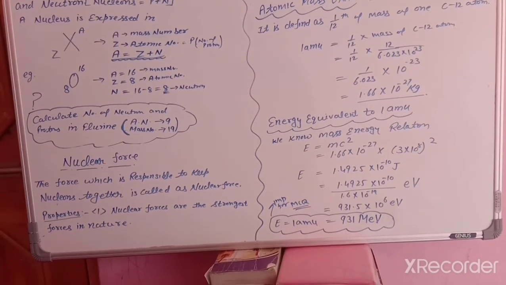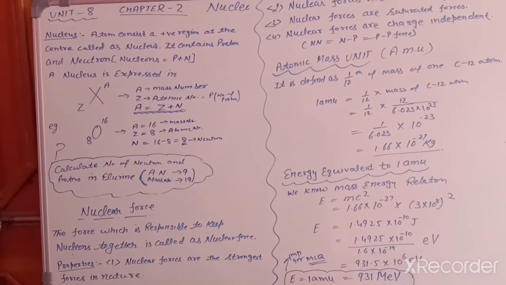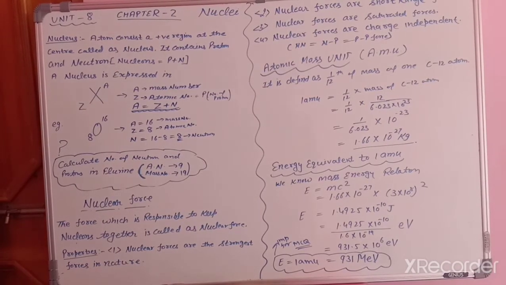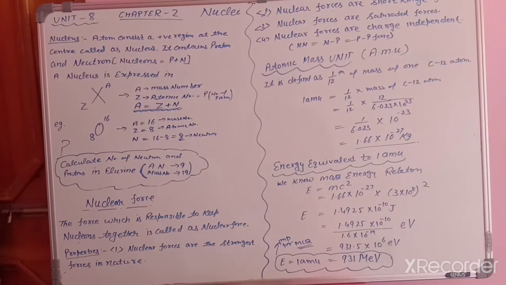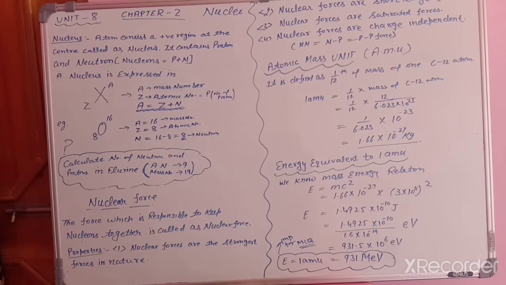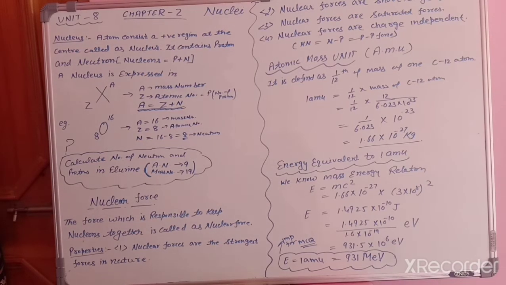It is not always the case that the number of neutrons and the number of protons will be the same. They may differ. So one question for you here: find the number of neutrons and protons in fluorine. In fluorine the atomic number is 9 and the mass number is 19.